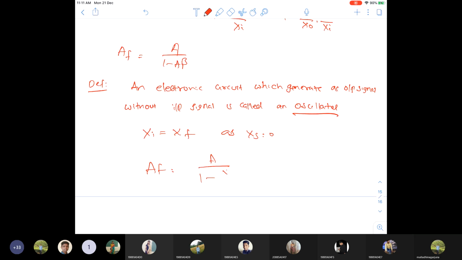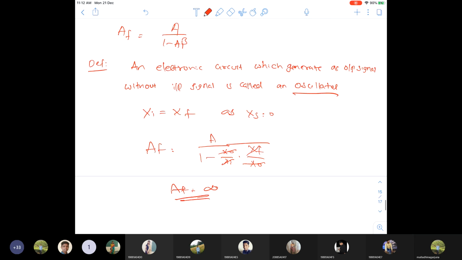If xi equal to xf and af is equal to a by 1 minus a beta, a beta is nothing but x naught by xi into beta, which is xf by x naught. X naught cancels, and xi and xf are also the same. Okay, so af is equal to infinity. So with feedback you will get infinity. Without input signal you are getting infinity gain, but this is the ideal case. Practically you may not get infinity, but you will get some signal, in terms of volts, without having any input signal.